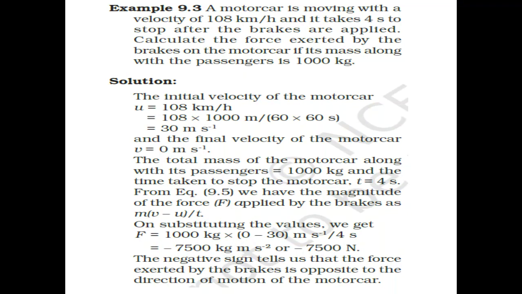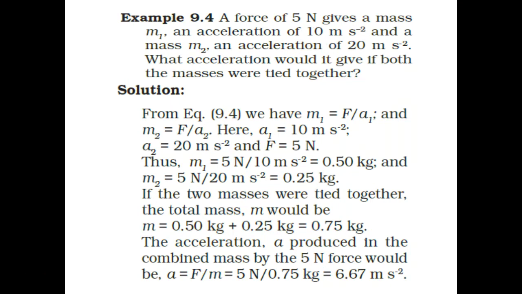So F equals m, 1000, times a, which means final minus initial velocity divided by time, and when we calculate it we will find the value of force. So we find that force has a negative sign because this is a decelerating force. It is reducing the velocity and finally brings it to 0. So it is negative. The negative sign tells that the force exerted by the brakes is opposite to the direction of motion of the motor car.